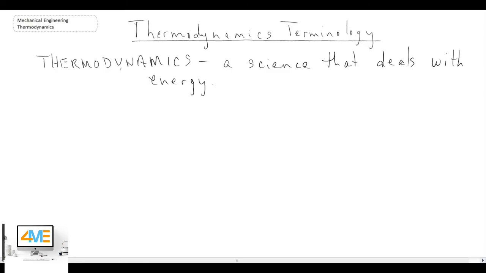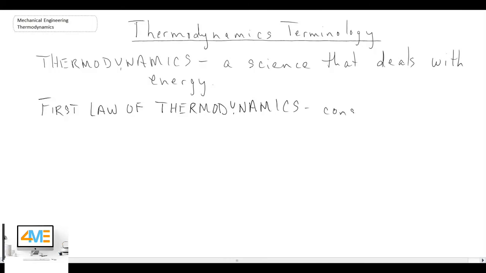So to begin with, we have the first law of thermodynamics. And this is sometimes also referred to as being the conservation of energy. So what we'll do is we'll begin looking at a closed system form of the first law of thermodynamics. We'll talk in a few minutes about the difference between a closed and an open system.